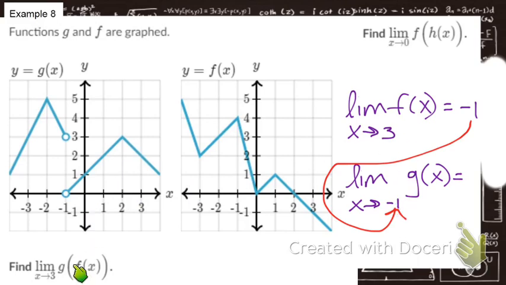So one more time. My limit is what I'm going towards, 3, and I evaluate the inside first. So my limit for the inside function f of x at 3 was negative 1. And now, because this is a composition, I want to evaluate the outside function, which is g, at the new limit, which was my answer for the inside function. So my new limit is negative 1. And what do we see on g of x at negative 1? What's happening? There's a jump. Therefore, the limit does not exist. So the answer for this one is d and e, does not exist, because there's a jump.